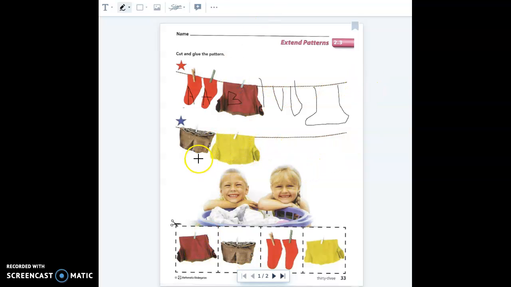Now let's look at this next one. This time I have shorts, top. Well, this is a simple pattern where we just alternate two different things. So it's an A, B pattern this time. All right. So I need to take the shorts and glue them up here. That's my A. And then I need to find the yellow shirt and glue it up here. And that's my B. That looks nothing like a shirt, but yours will be much better, I'm certain.